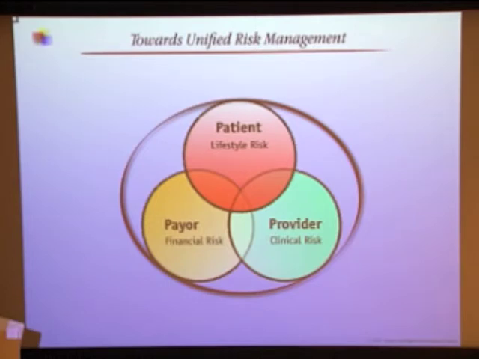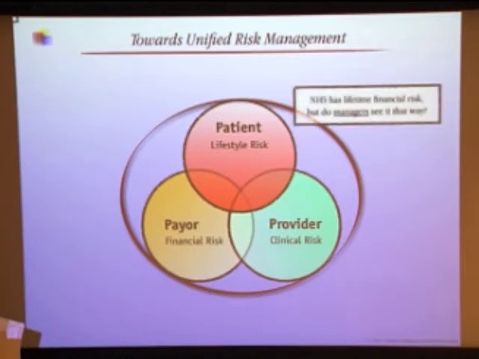One is financial risk, second is clinical risk, and there's a third one, which is really from the patient's perspective, lifestyle risk. That is, I develop a chronic condition, I want to be able to maintain as close as possible the lifestyle I have. And so what I do today will impact whether or not I can do that. And then how do you align these three elements so we're actually moving in the same direction rather than in an adversarial fashion?